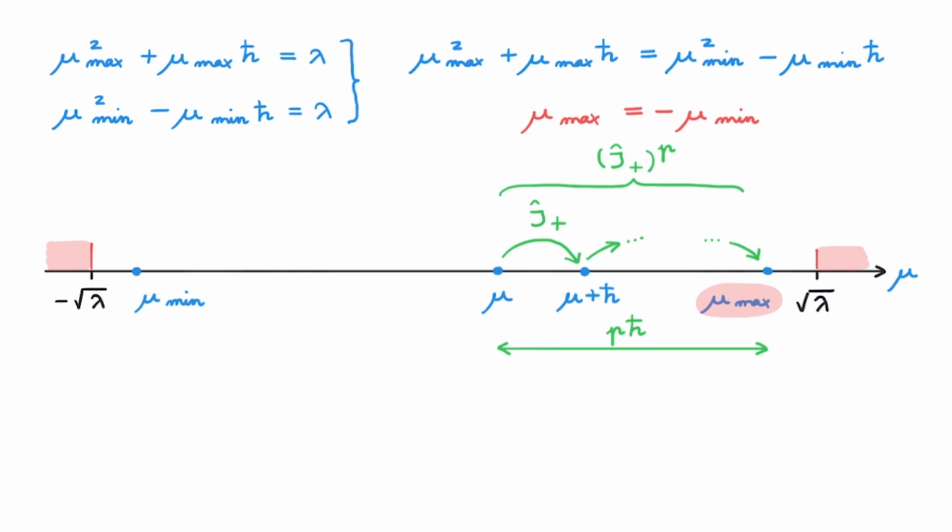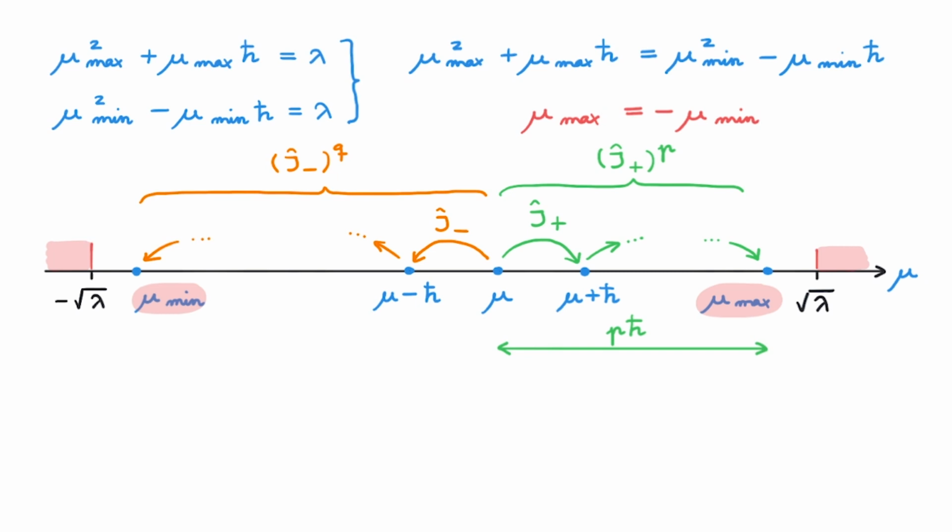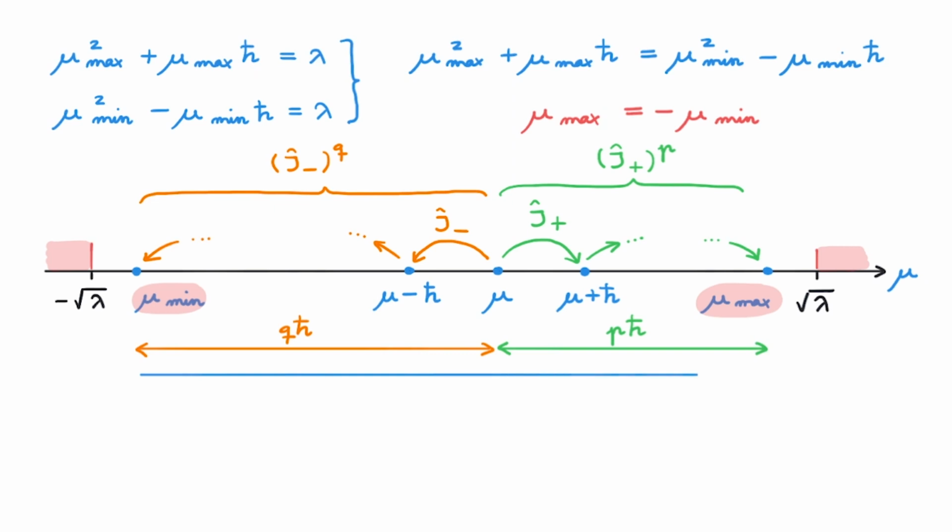Similarly, from the same mu, we must reach this mu min by applying the lowering operator some number of times, say q times. This means that the distance between mu and mu min is also equal to an integer multiple of h bar. So putting these two together, the distance between mu min and mu max must be equal to an integer multiple of h bar. So let's call that integer n. Mathematically, this means that mu max is equal to mu min plus n times h bar for some positive integer n.